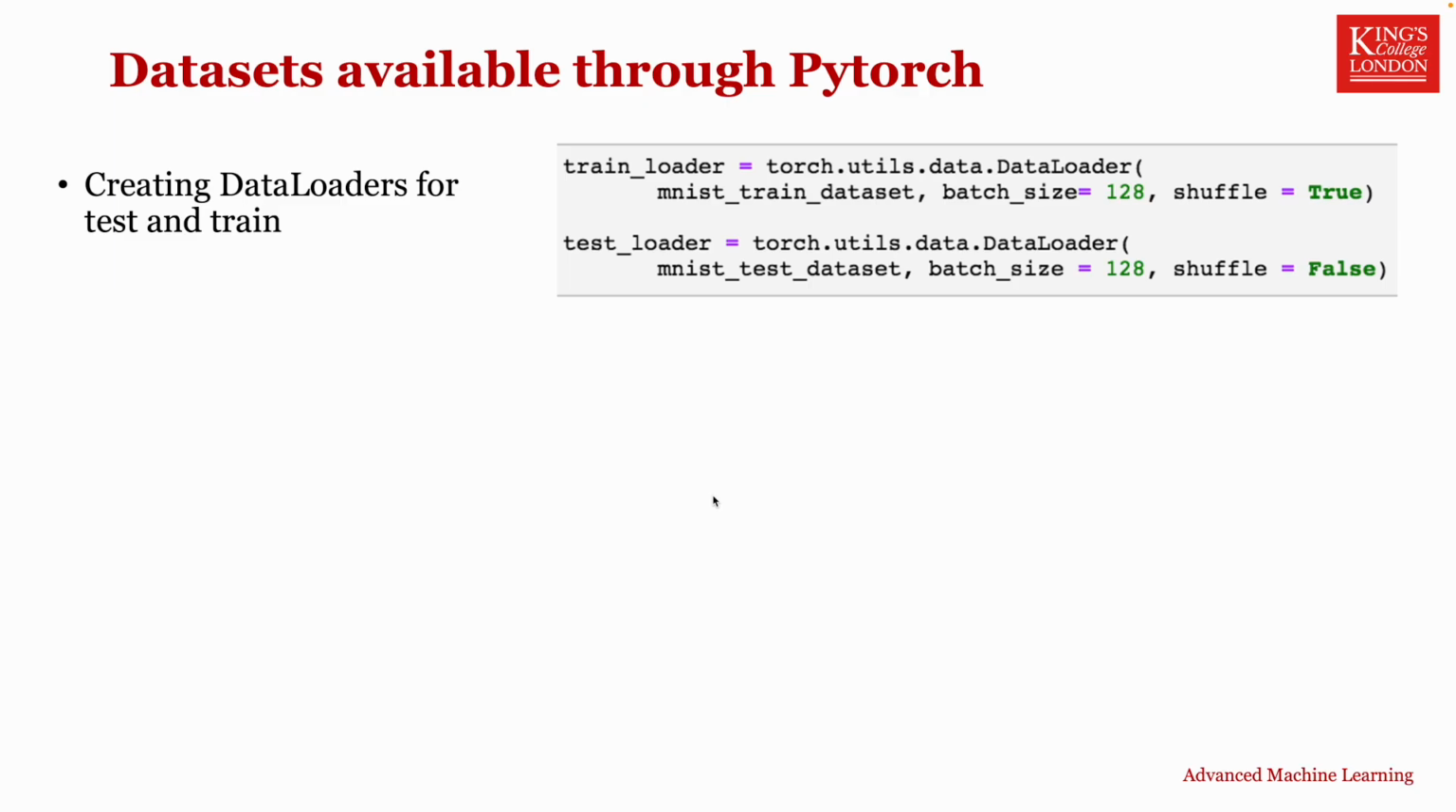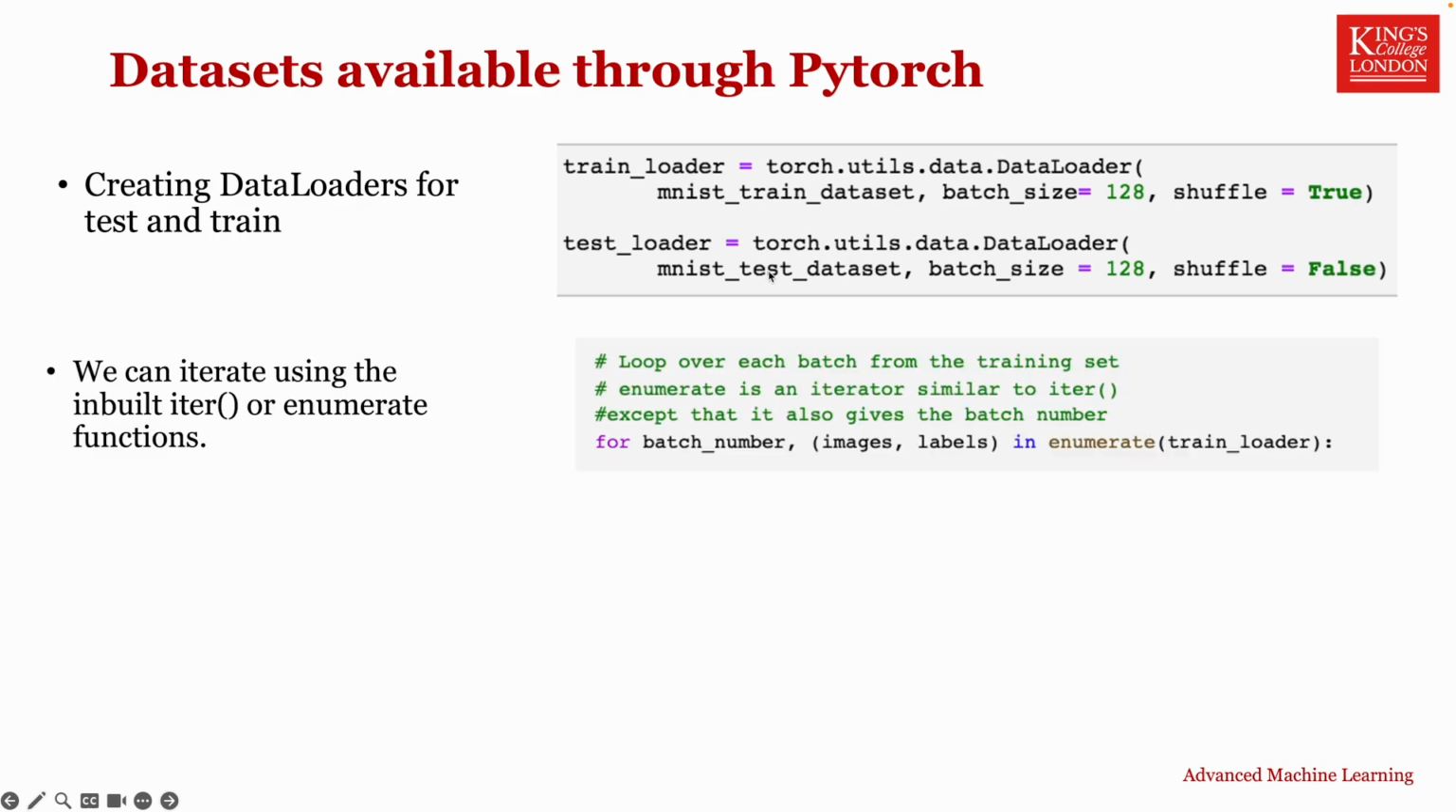So once we've got the datasets, then we can create separate data loaders for train and test as follows. So these each have a batch size of 128, and we're not shuffling the test dataset. You can see the first argument of these data loaders is the dataset objects that we just created, again, separate for train and test. We then iterate through the dataset, selecting batches using the inbuilt iter or enumerate functions as shown. So here we've got an enumerate example. The difference between these is that enumerate will also return you a batch number.